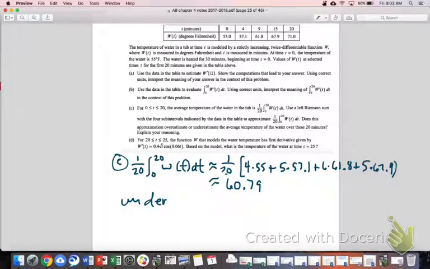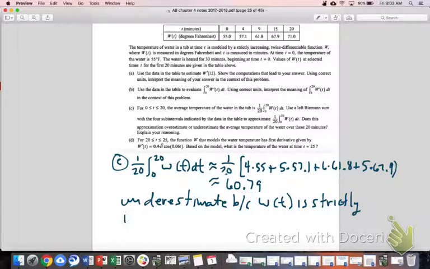And here's what you could say for reasoning. Underestimate because W of t is strictly increasing on the interval 0 to 20. You want to connect that with the fact that W of t is strictly increasing. So if it didn't say strictly increasing, could we even tell? No, you really couldn't, because you have no idea what's going on between each of those data points in the table. So they've got to say something about it always increasing.